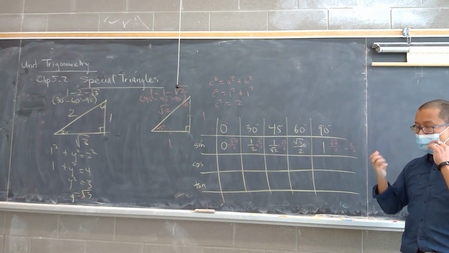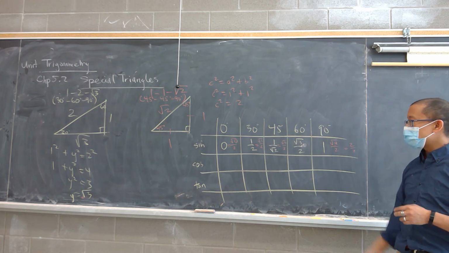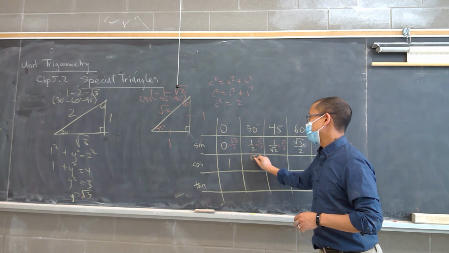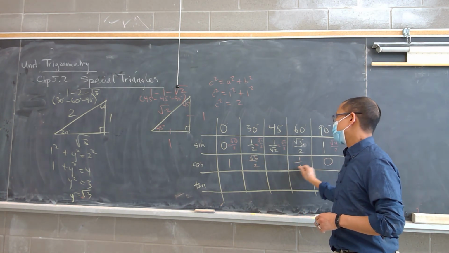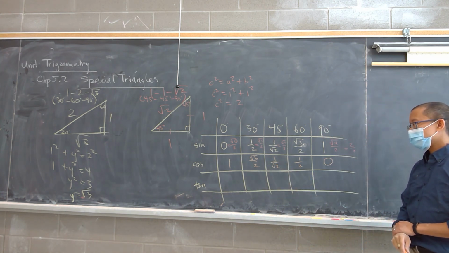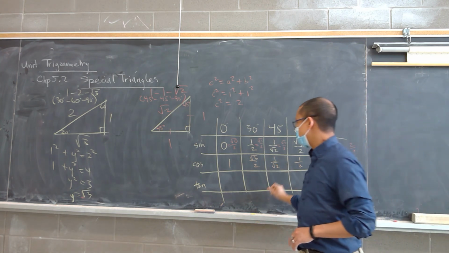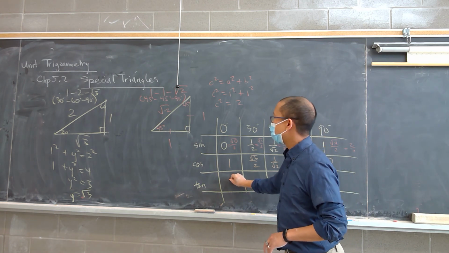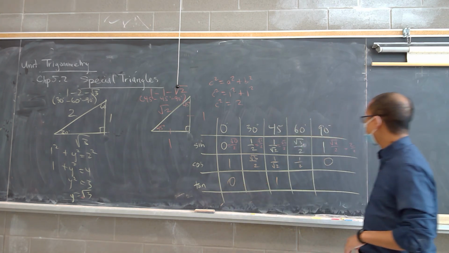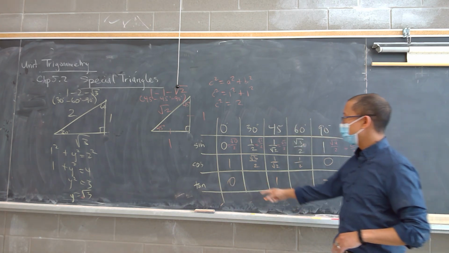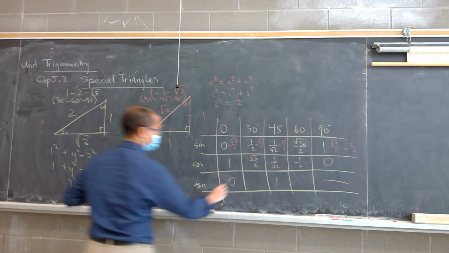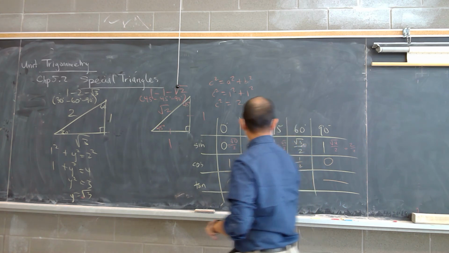A lot of tutors teach this way. Cosine, watch what it is. It's just the reverse. And what's tangent? Tangent of 0 is 0. Tan of 90, no answer. Tan of 30, what's tan of 30? Opposite over adjacent, 1 over root 3.